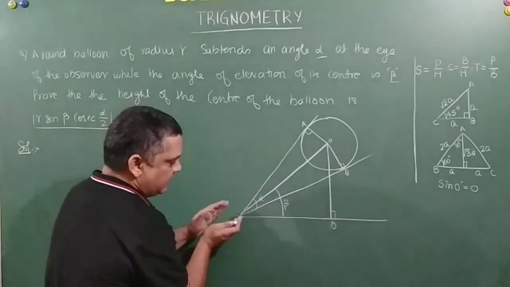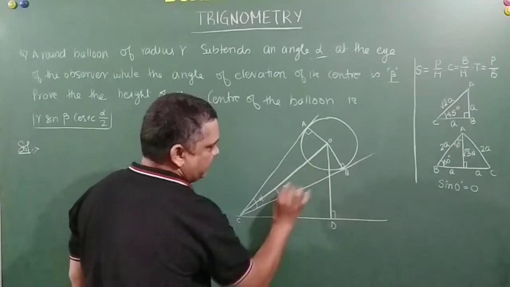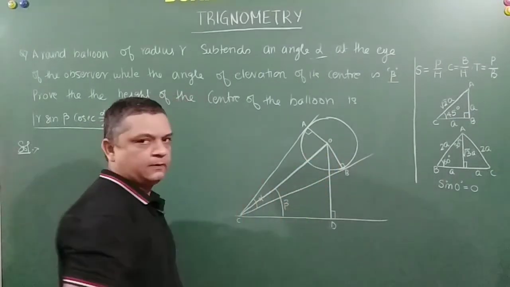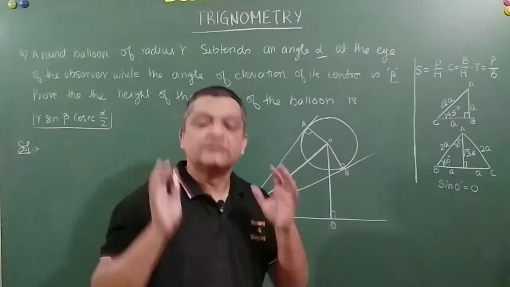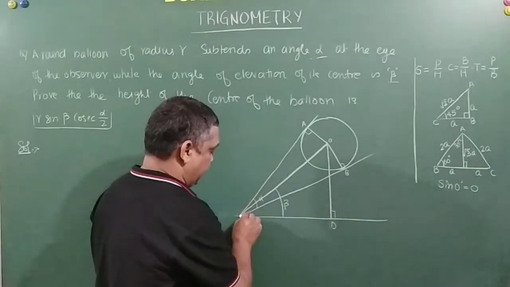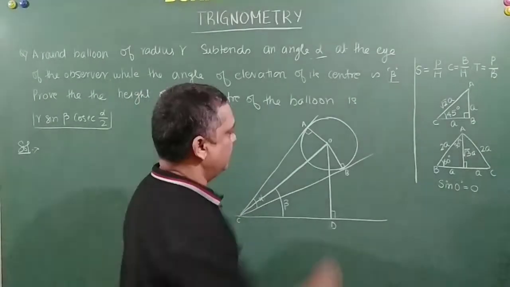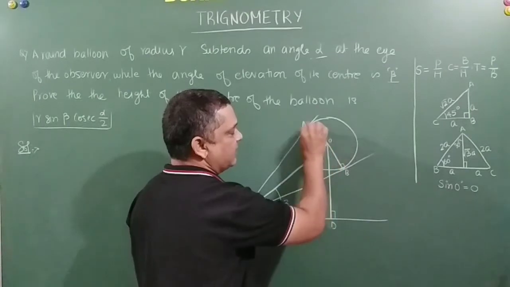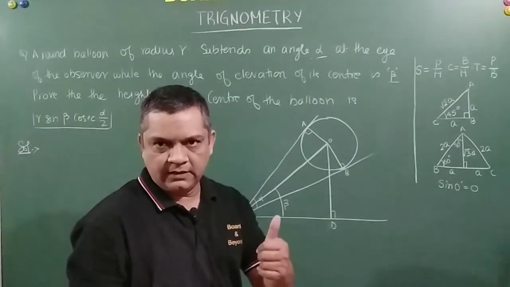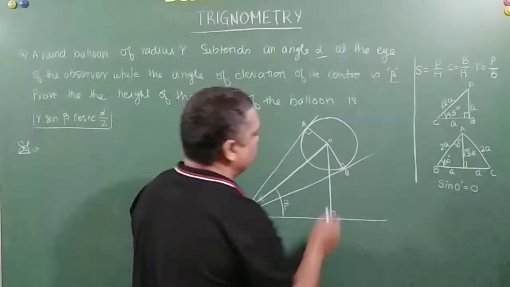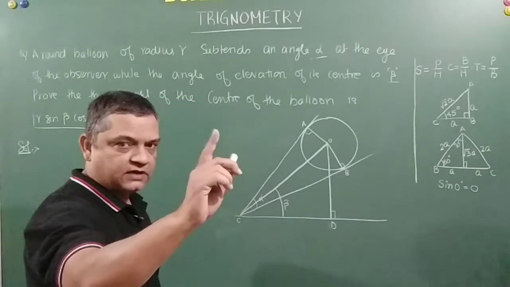What is happening is, this is alpha, and the angle of elevation of the center of the balloon is beta, right? Now from the properties of circle, we know that from any external point, if we make a tangent to a circle, then the line joining the center and the point where the tangent meets the circle is at 90 degrees, right? Correct. Okay, so now let us consider one more property of circles.